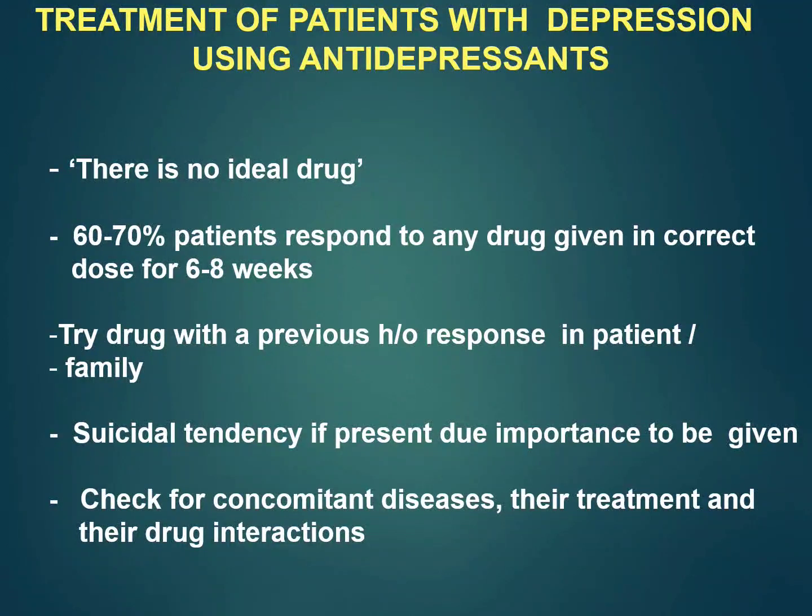And one has to try a drug with a previous history of response in the patient or a family history of response. Sometimes there's a family history of depression. So you ask if any particular drug, an SSRI for instance, was effective in the previous history or in the family history, then give that only.